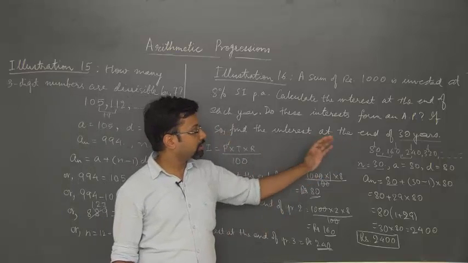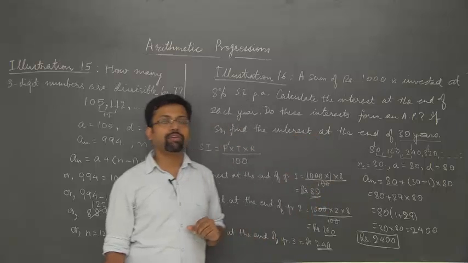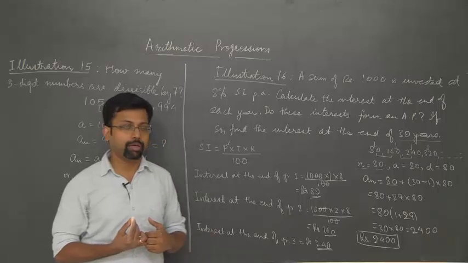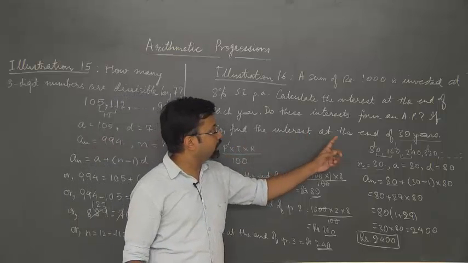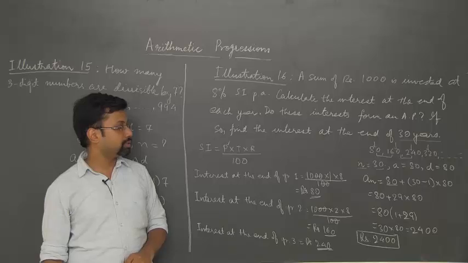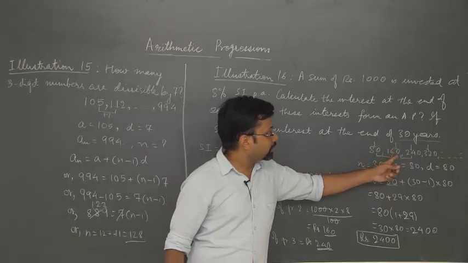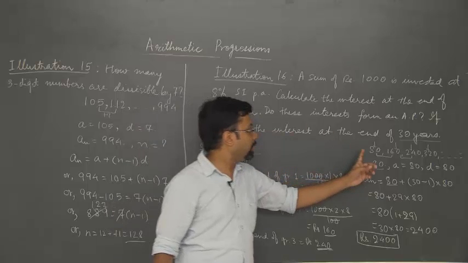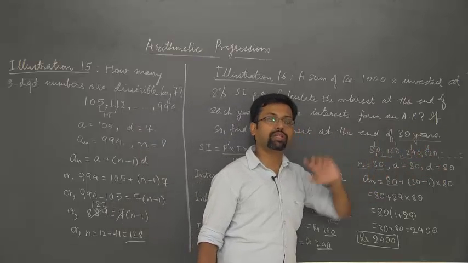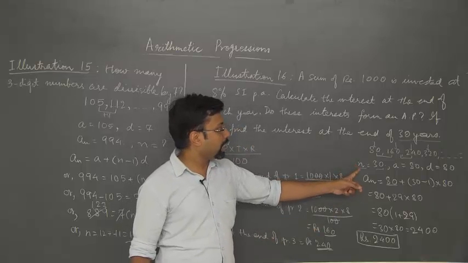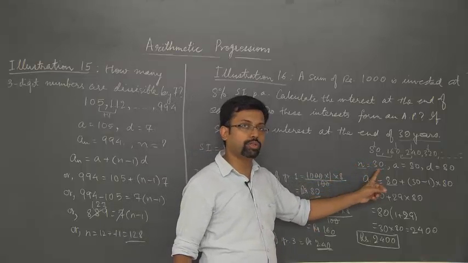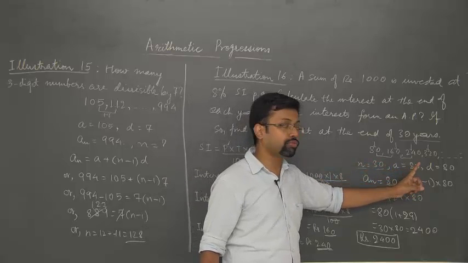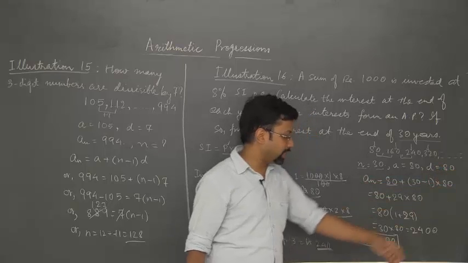Once we know that the interests form an AP, we can find the interest at the end of any year using the properties of an AP. So we have to find the interest at the end of 30 years. The interest at the end of the 30th year will be the 30th term of this given AP. So we have assumed n equal to 30, the number of terms. a, the first term, is 80, that is the interest at the end of the first year. The common difference is also 80, as we figured out.